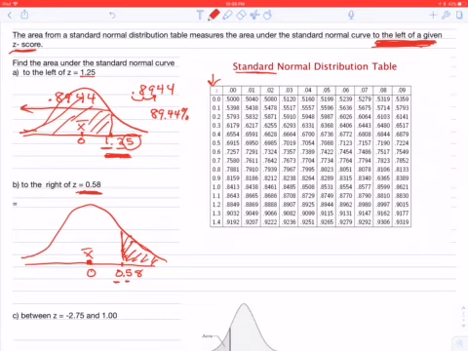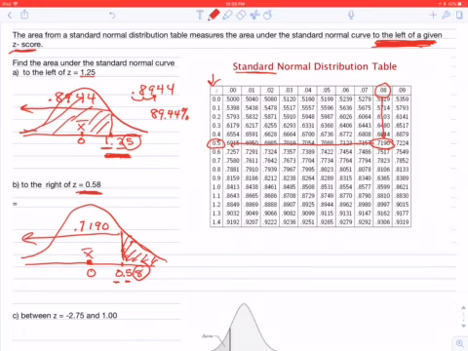Whole number and the tenths under z. So under z, I'll go down to 0.5. For the hundredths, I have to find that across the top, 8 hundredths. Now, where those values intersect, that's the area to the left of the z-score we looked up. Well, it's not the area we want. I want the area to the right.